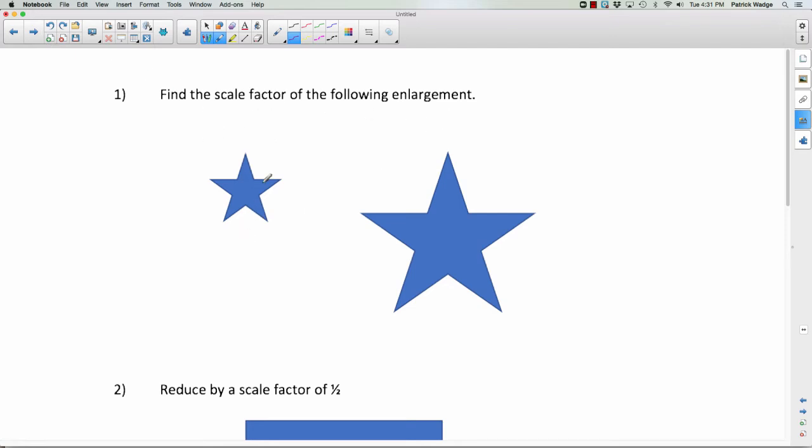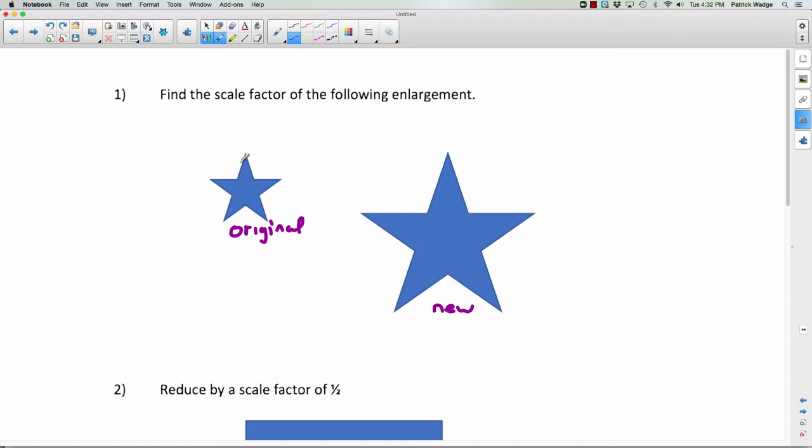All right, here's the questions. Find the scale factor of the following enlargement. So this is our original or our object, and this is our new or our image. So if we want to find the scale factor, already you should be able to tell me something. Look at the new, it's bigger. So what do you know about the scale factor? The scale factor is definitely going to be more than 1, right? If it's an enlargement, this is an enlargement, then it's going to be more than 1.